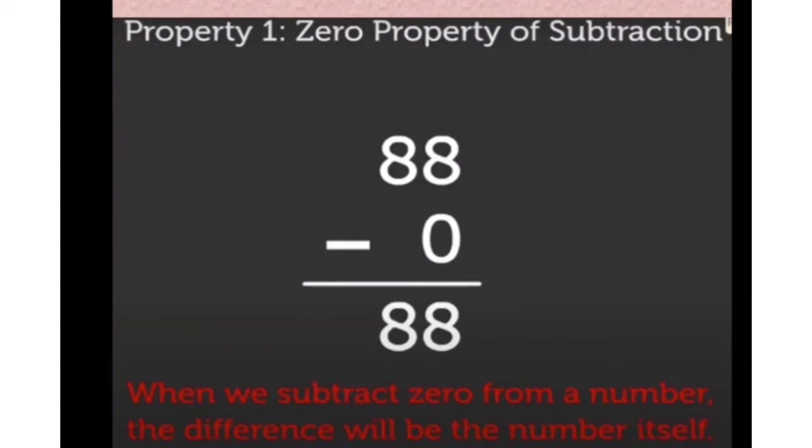First property, zero property of subtraction. What does this zero property mean? It means when we subtract 0 from a number, the difference will be the number itself. When we subtract 0 from any number, the answer is the number itself. Like 100 minus 0 is 100, 90 minus 0 is 90, 88 minus 0 is 88. So this property applies anywhere. Whatever number you subtract 0 from, the difference will be the number itself.